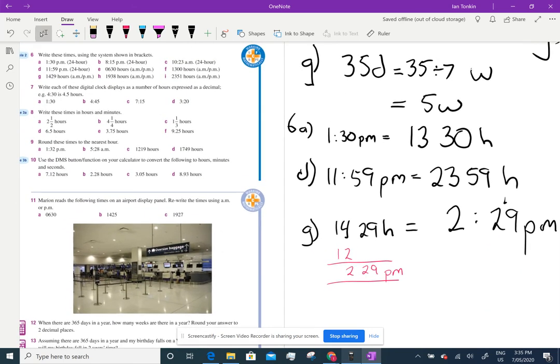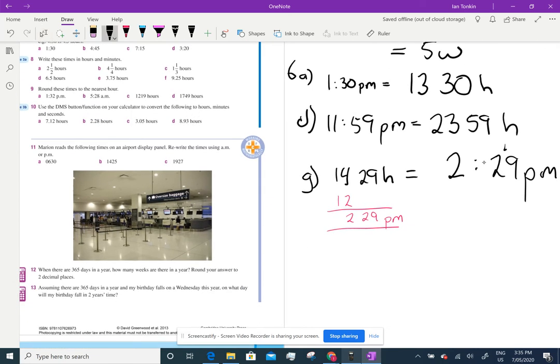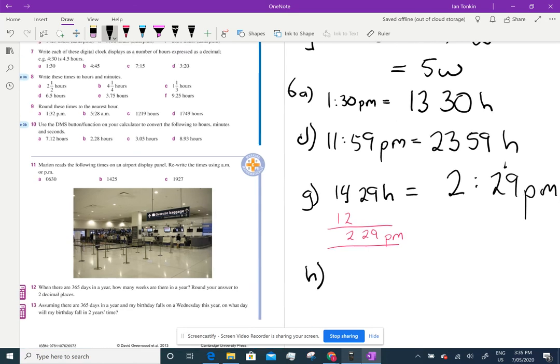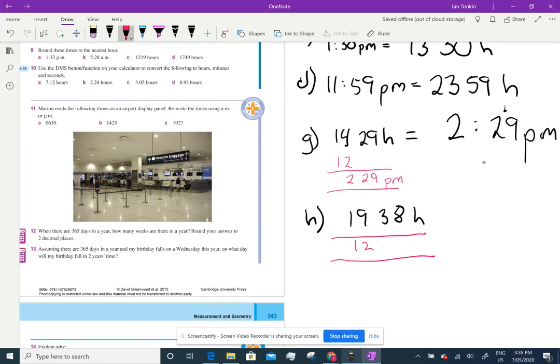I'm going to try another one. I'm going to try H. You see if you can do that on your own. H. And I've got 1938. Well, if I just subtract the 12 from the 19, that'll give me 7, and the 38 just sits there. 7:38, and that should be PM.